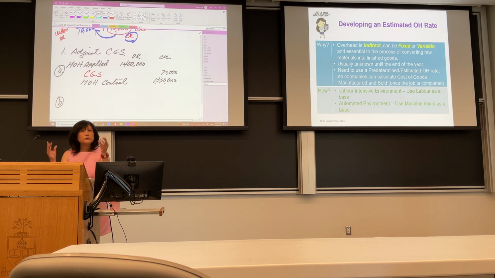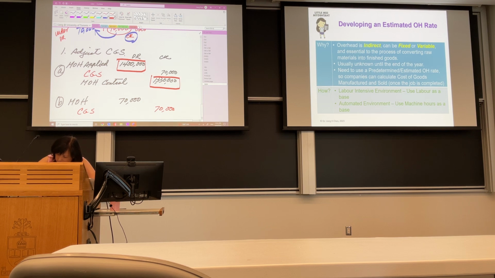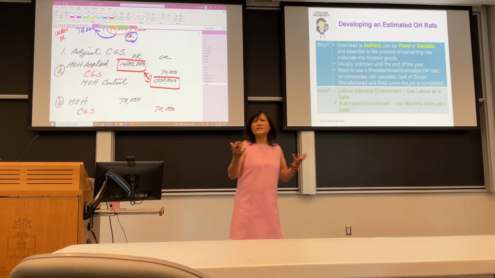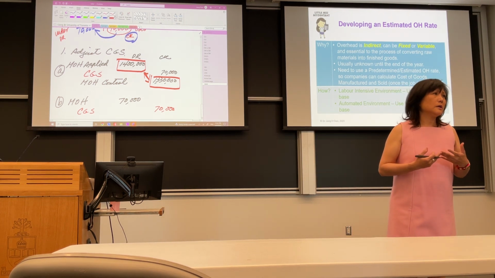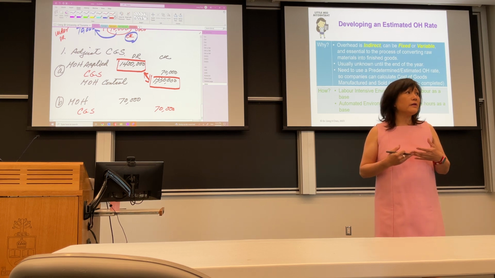B. Just use one account. Manufacturing overhead 70,000. Cost of goods sold 70,000. So basically, I net the two together. Okay, so 70,000 overhead. But if you find 70,000, even though it's less than 10%, it's quite big, you want to be more accurate, then we have to use another method called proration.